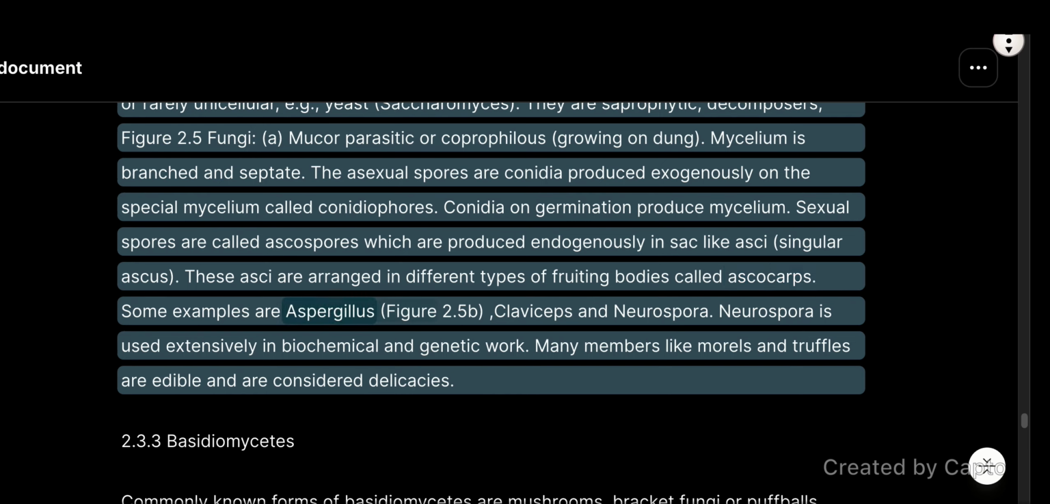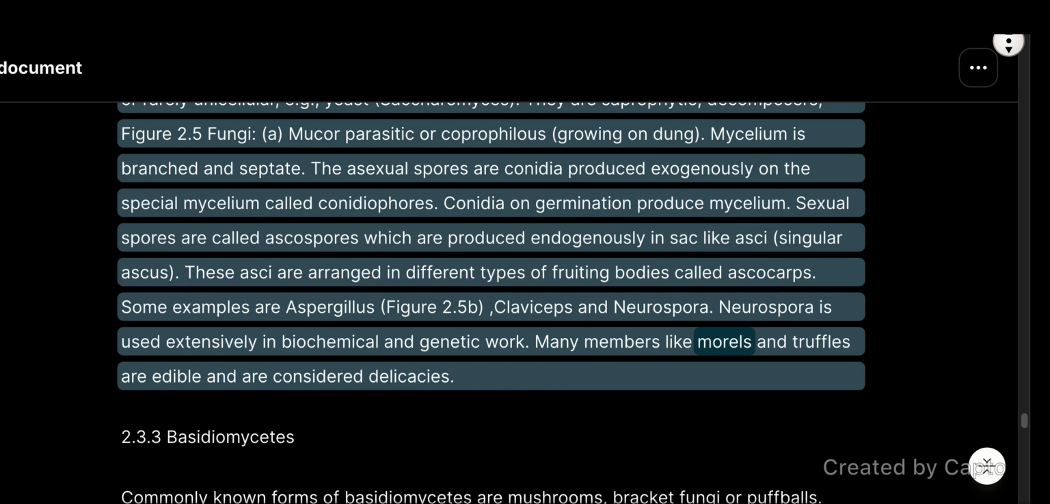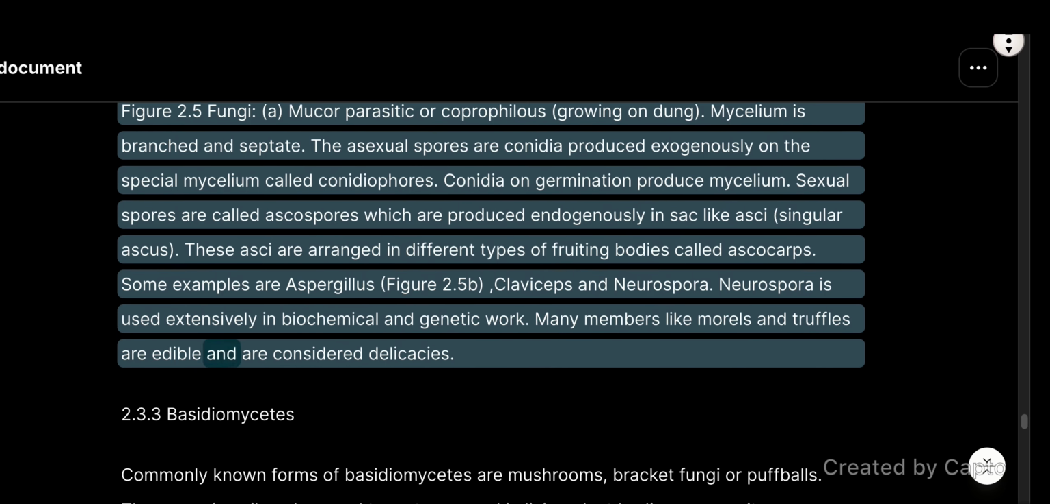Some examples are Aspergillus (Figure 2.5b), Claviceps, and Neurospora. Neurospora is used extensively in biochemical and genetic work. Many members like morels and truffles are edible and are considered delicacies.